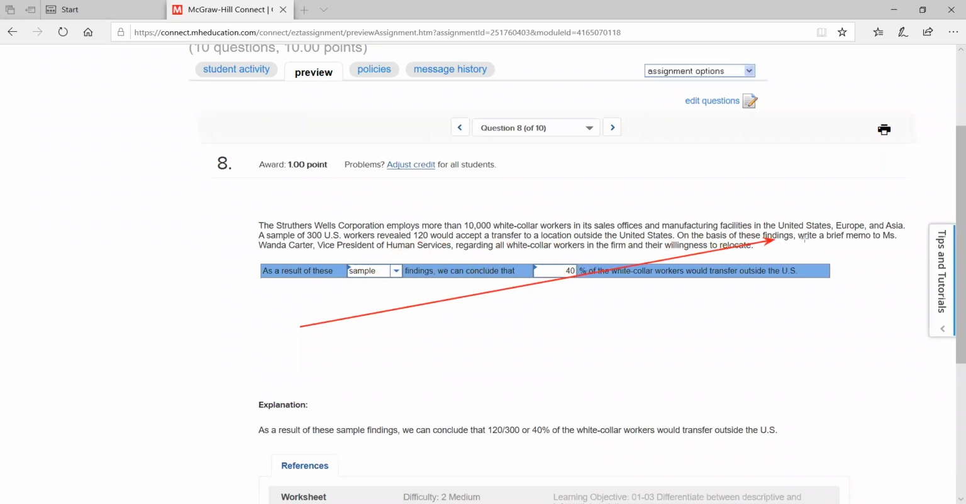On the basis of this finding, write a brief memo regarding all white-collar workers in this firm and their willingness to relocate. Well, essentially, you're taking a sample, because it says a sample, and you take 120 divided by 300, that's going to give you 40%. So that's how you make your estimation on this one. Pretty easy.